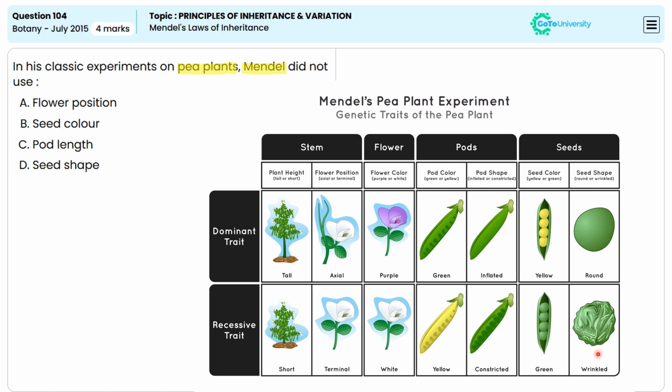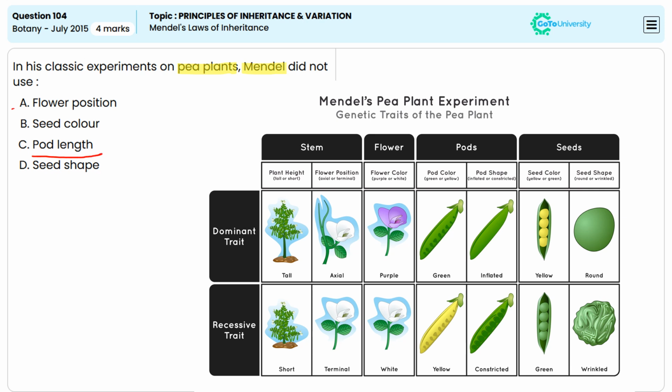So the traits Mendel focused on were carefully chosen for their clear dichotomous variation, that means 2 distinct forms that made the patterns of inheritance easier to analyze. And he did not specifically use the pod length as a central trait for his laws of inheritance.